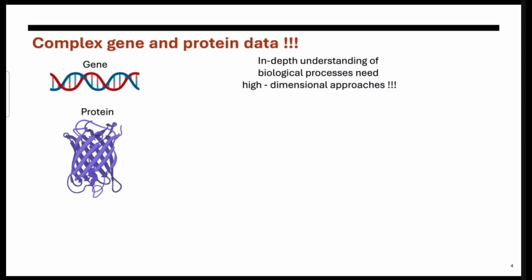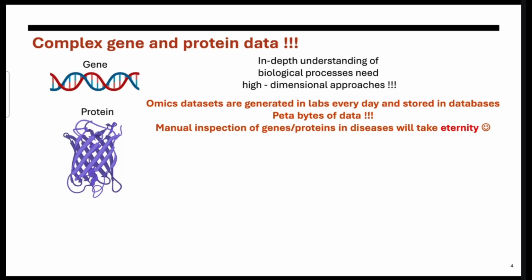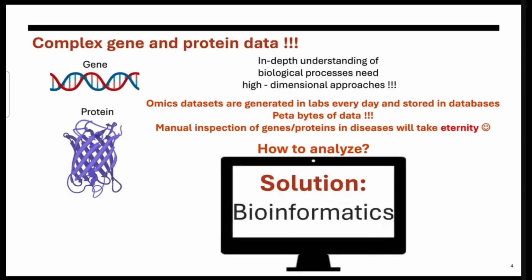As we all know, biology is a very complex process. And to understand these processes, we need high dimensional approaches to understand the genes and proteins and phosphoproteins and so on. The omics data sets are generated in labs every day and stored in various databases, and it amounts up to petabytes of data. The manual inspection of these genes and proteins will take eternity. It is almost impossible to decode all these genes or proteins manually. So how do we analyze these data sets? The solution is bioinformatics. Most of you know bioinformatics immensely helps.